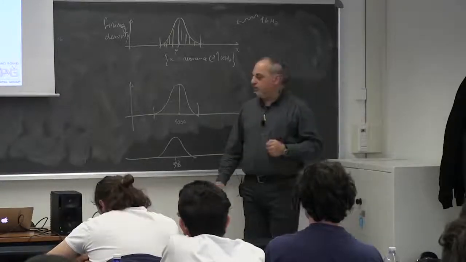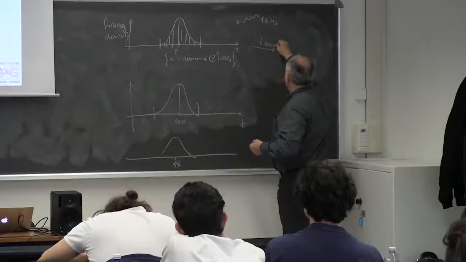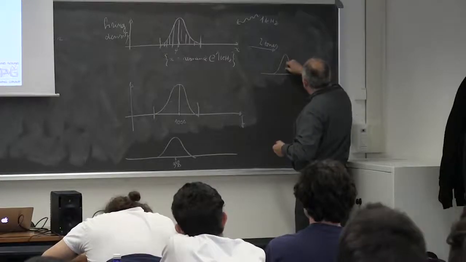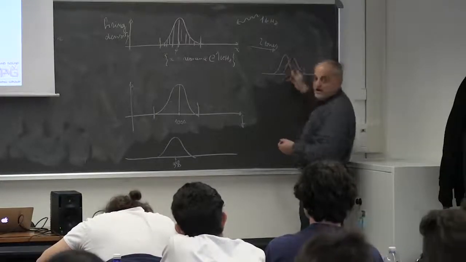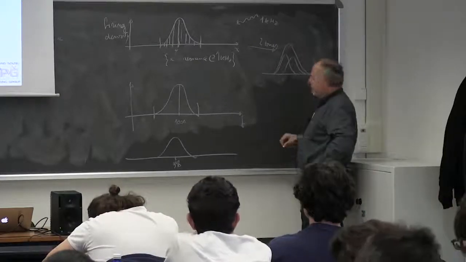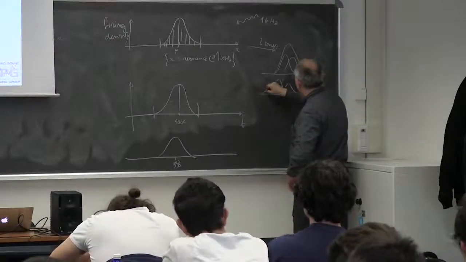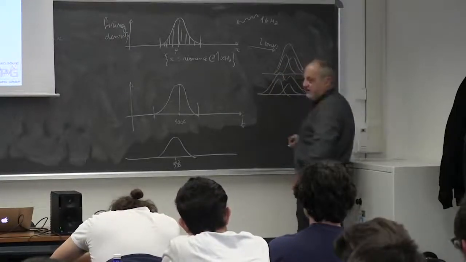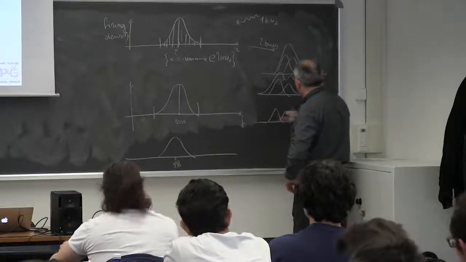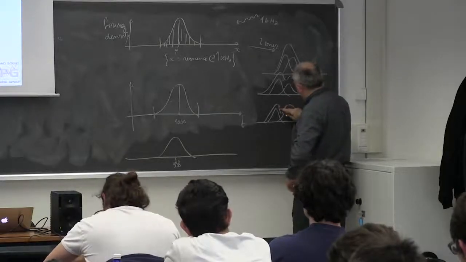But when there are two tones, what happens? The same diagram with two tones will look like this. Superposition of two that are like this, right? So the result could be like this. If they're far enough, you might have something that goes like this. If they're farther again, you will have something that goes like this, even deeper than that.